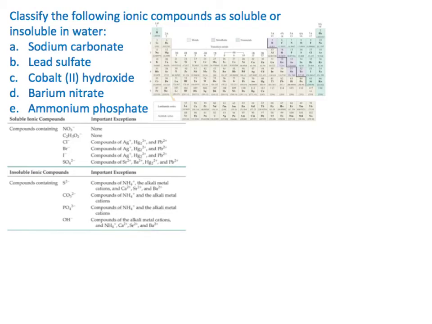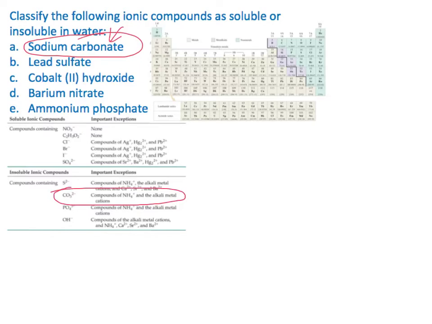Alright, practice problem 4.2 is to classify the following ionic compounds as soluble or insoluble in water. This is really just looking at the solubility rules and being able to apply those to different compounds. So if we take the first one, which is sodium carbonate, we have a carbonate, which tells us, when we look at the solubility rules, that compounds of all carbonates are going to be insoluble except for compounds with the ammonium ion and the alkali metal cations.